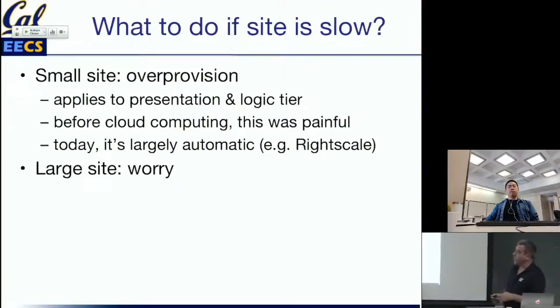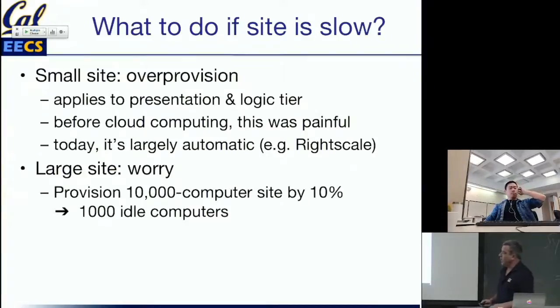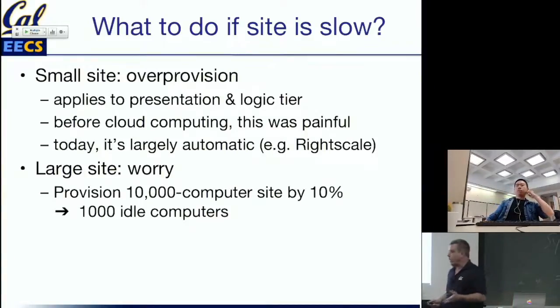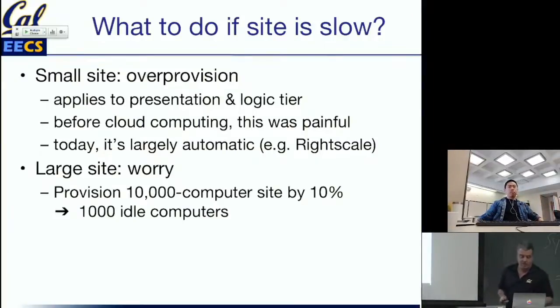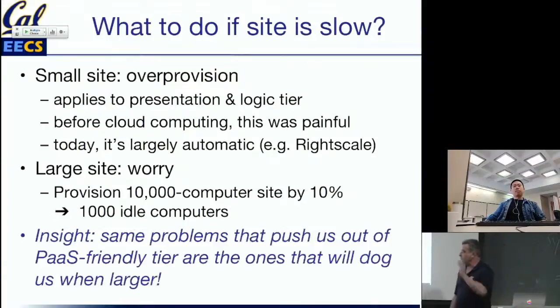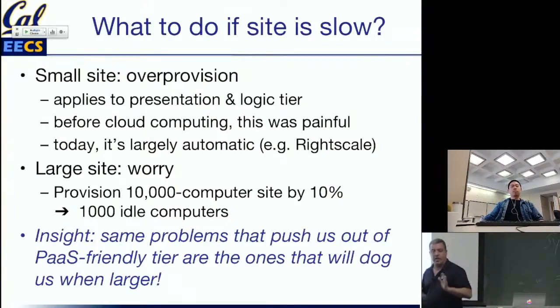If you have a large site, or a site that doesn't fit this simple platform as a service model, it's a little harder to do that because if you've got 10,000 servers, you don't want to over-provision by 10% and have 1,000 idle computers. So what this comes down to is the insight that we mentioned last time: the same kinds of problems that push you out of the simple, PaaS-friendly, everything-is-managed-for-you tier are the same problems that will come back to bite you if you're trying to do all this yourself.